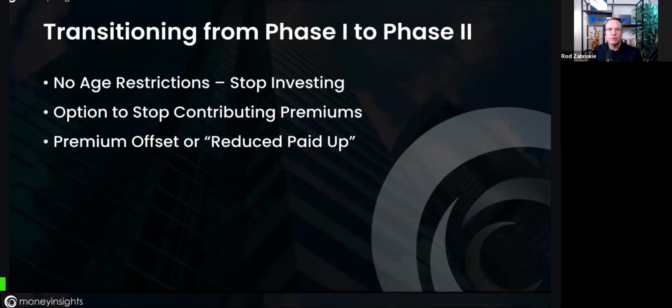Let's talk about the second bullet point here, option to stop contributing premiums, because this has become a bit of a stumbling block for people to really wrap their minds around what that means. So I've been in phase one, I've been funding the policy, I've been using the money to invest, but now I'm at this place where I no longer want to continue capitalizing my opportunity fund. Now I'm just going to let the money flow inside of it. And so what does that mean?